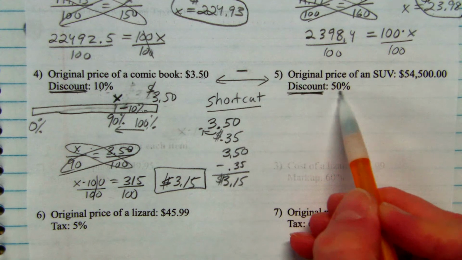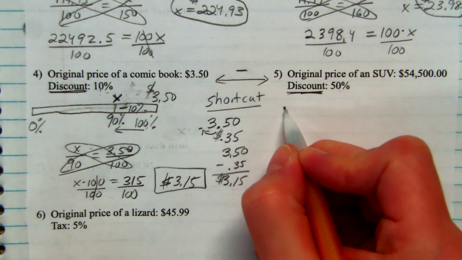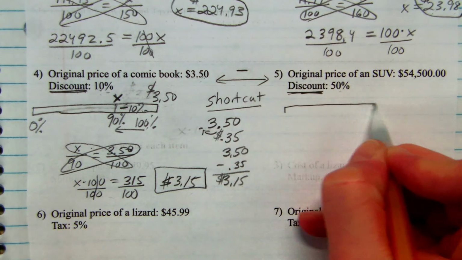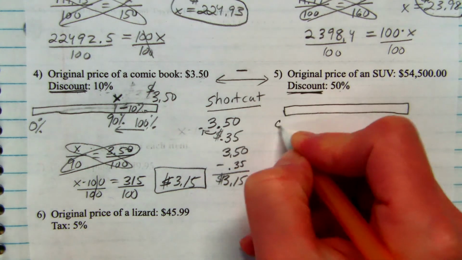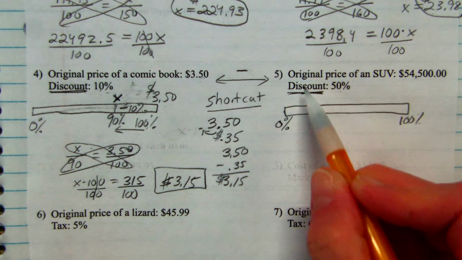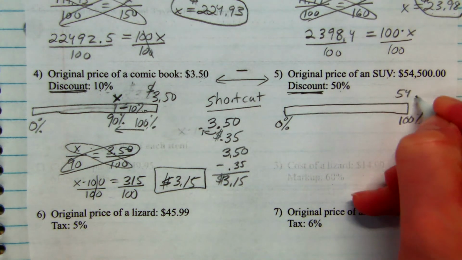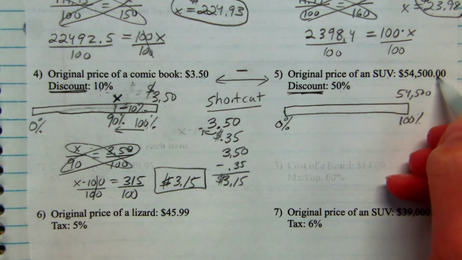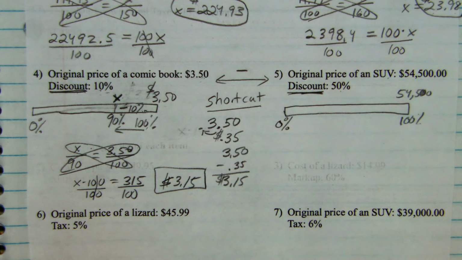We've got another 50%, so there's a trick we could do with this, but let's just set it up with the bar first, just because you never know what kind of percentage they're going to give you. It might be a weird one. So we always start with 0% on the left and 100% on the right, and we're buying an SUV, man. $54,500. Now notice I left off the 0.00 just because right now I don't need them.